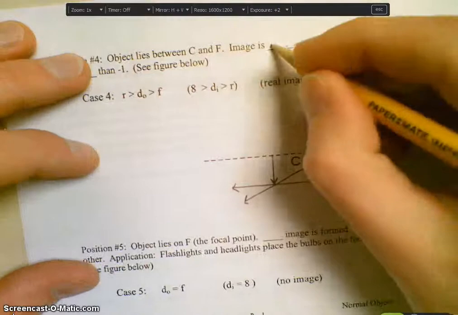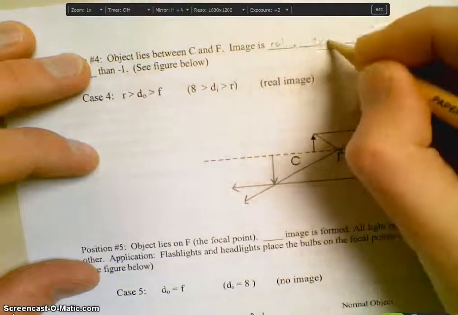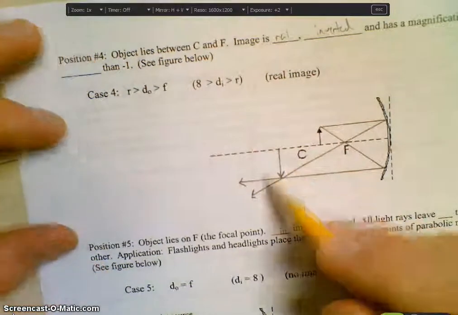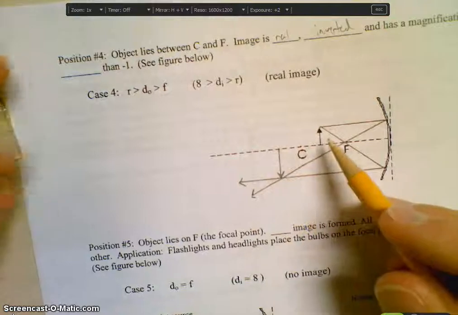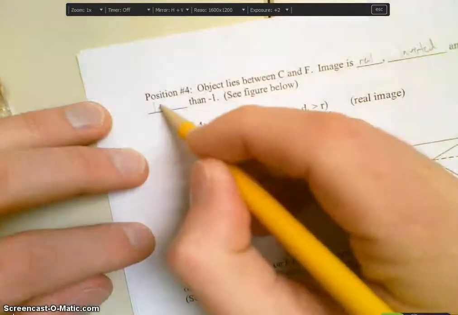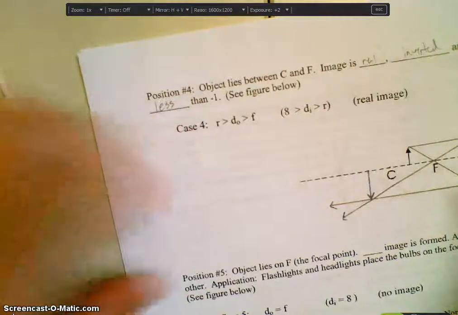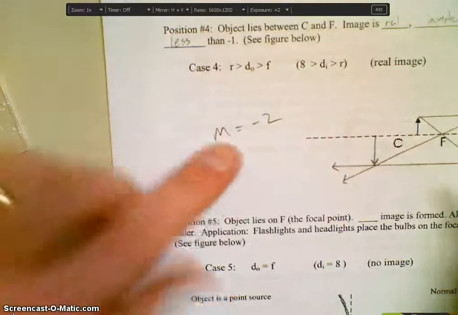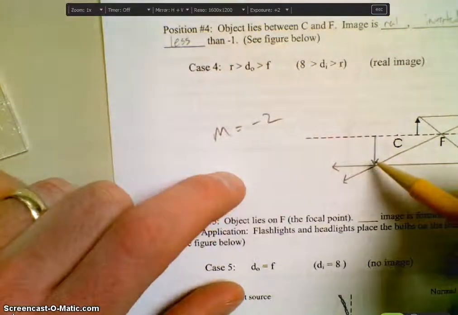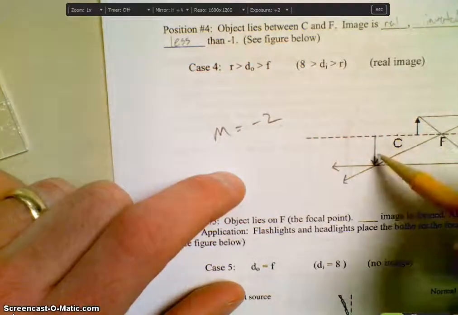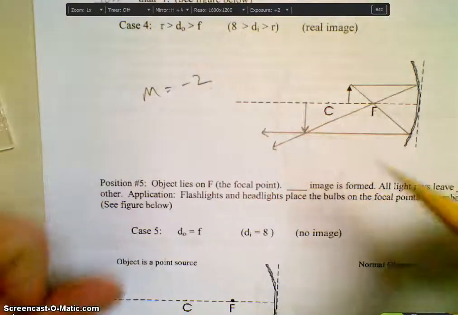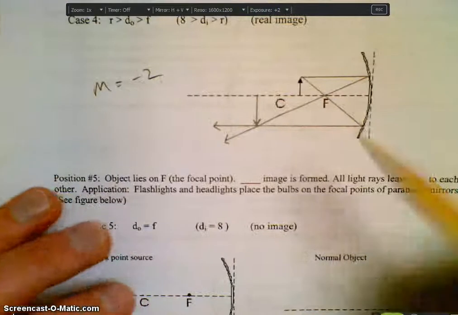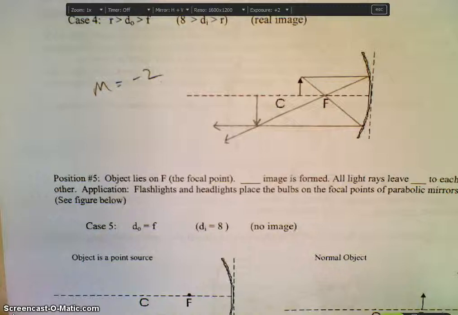here's our image. So it is still real. It is still inverted. But this time, its magnification is bigger. So therefore, our magnification is going to be less than -1. Give me a number less than -1. How about -2? Remember, what's that tell us? The negative tells us it's inverted. 2 tells me it's twice as big as that. So this is now going to give me a bigger image than my object at this point.